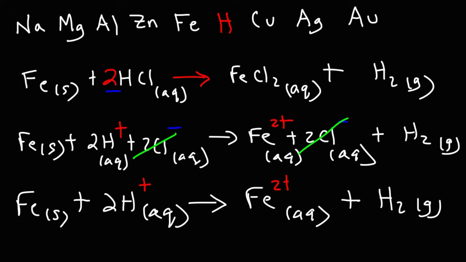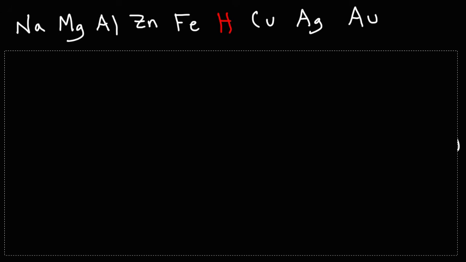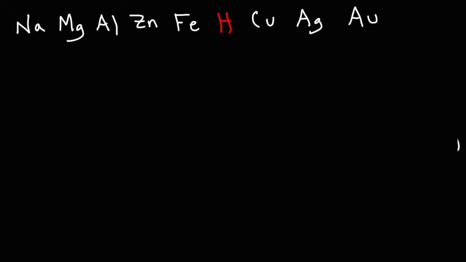The net result is that iron metal gave away 2 electrons. The 2 hydrogen ions pick up those 2 electrons and they turn into hydrogen gas. So that's really what's happening here in this particular reaction. Iron metal is oxidized. The hydrogen ions are reduced. Oxidation involves a loss of electrons. Reduction involves a gain of electrons. Now let's move on to our next example.